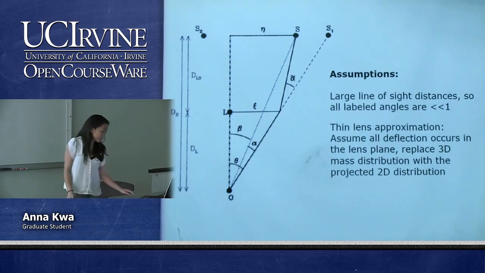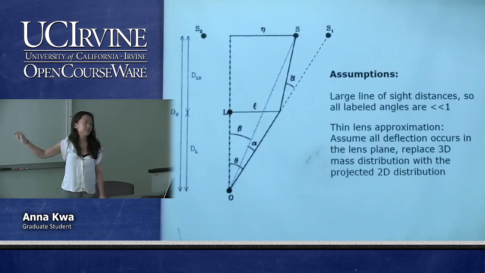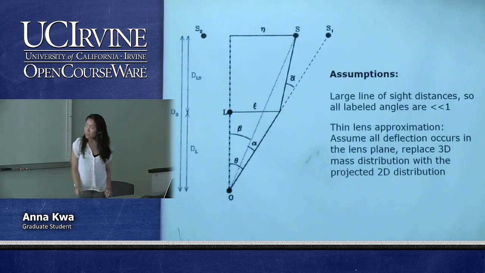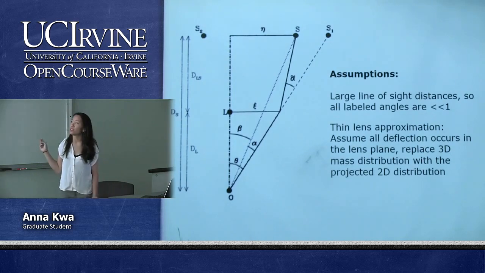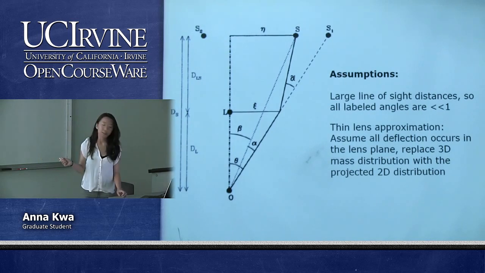So instead of having a curve like the previous slide, instead of having this curved path, you're just going to replace that with the two asymptotes. And because we're making the thin lens approximation, we can also generalize a 3D lens mass distribution to a 2D distribution that lies completely in the lens plane.